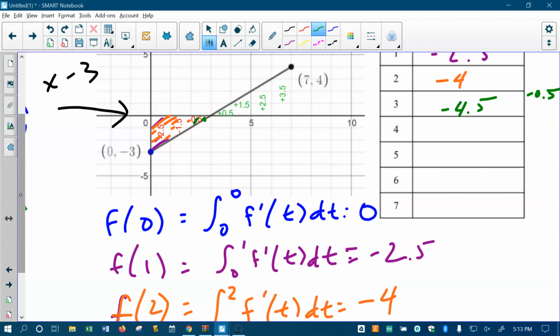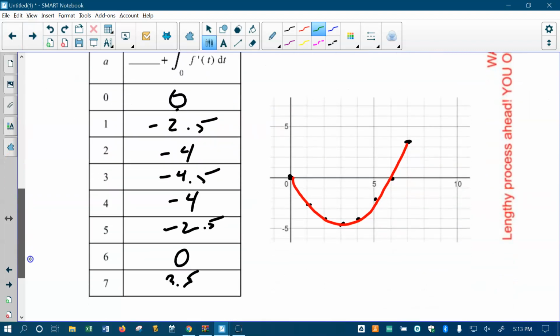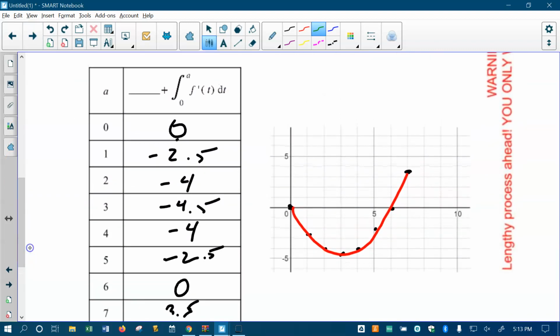Okay, assuming that you did the rest of the table on your own, here are the values that you should get for f. And if you got those values, you can plot them on the graph. So I plotted 0, 0 right here. I plotted 1, negative 2.5 right here. I plotted 2, negative 4 right here, etc. Okay, so I plotted those values.